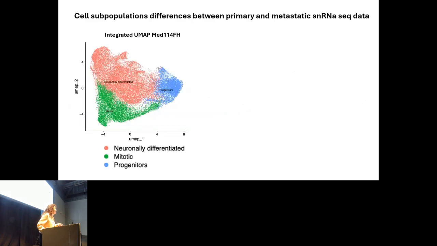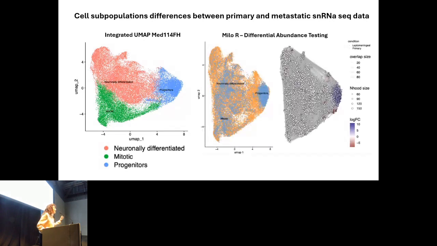So what we identified is that our results matched with the single nuclei reference. We identified the 3 populations: progenitors, the mitotic, and the neuronally differentiated. And the interesting thing is that we wanted to see if we really saw changes in the cell subpopulation proportions between primary and metastatic. So we used a very cool tool called the MiloR package, which explores local neighborhoods of cells using a KNN graph, and that can help to detect subtle differences between conditions.